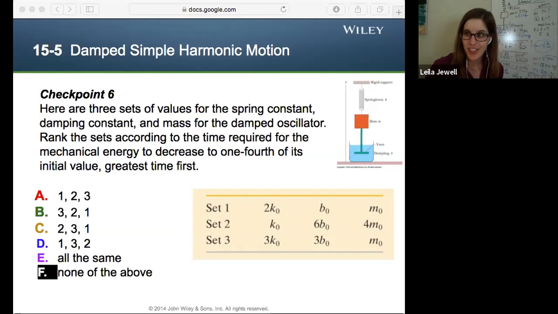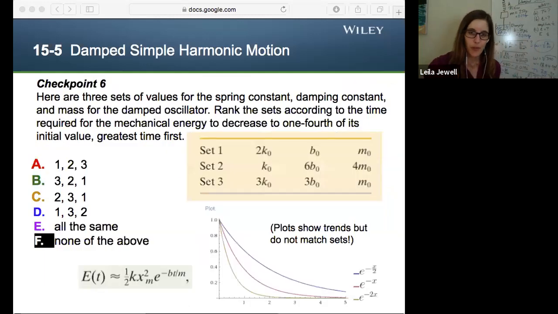Okay, did you hit pause? Well, before we get to the end result, I do want to highlight this in case it's helpful: the energy depends on this exponential. And so I made a plot of some various exponentials, e to the minus 1/2 x, e to the negative x, and e to the negative 2x. These show trends, but they don't match the sets given, just telling you up front. But it might help you as you're thinking about this.